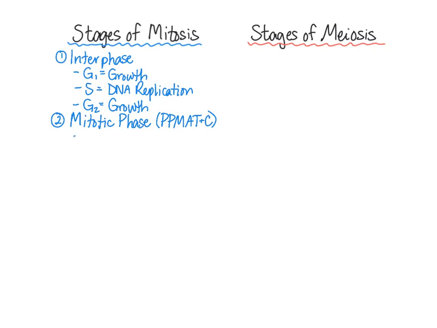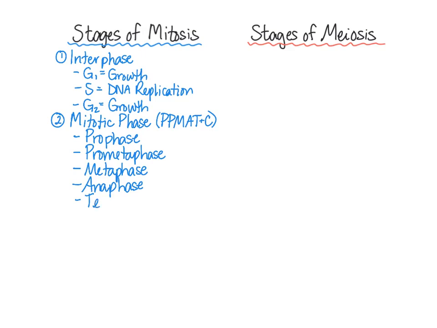So remember that during the mitotic phase, we have prophase, prometaphase, metaphase, anaphase, and telophase, which usually happens simultaneously with cytokinesis. If you need help remembering what happens during each of these phases, you should go back and watch the video about mitosis. But generally speaking, remember that the chromosomes get split in two so that each new daughter cell gets a complete set of DNA.